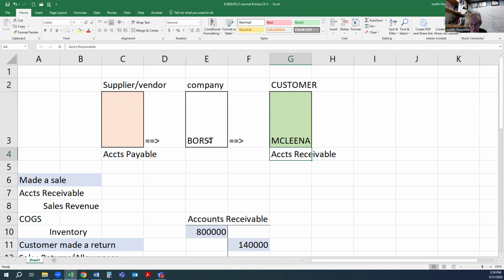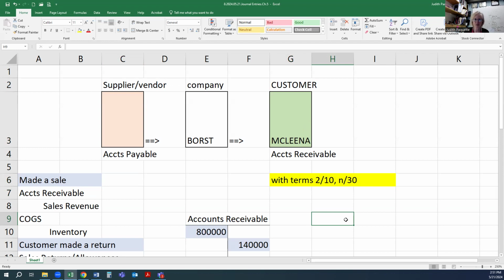Vanessa, you are right. So the problem has to say something like they sold, in this case, the company Borst sold to Maclina on credit. Or they could just say they sold to Maclina with terms 2/10 net 30. And that's how we say it, with terms 2/10 net 30.